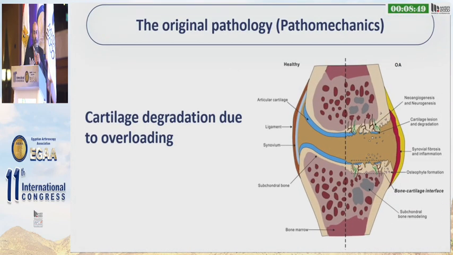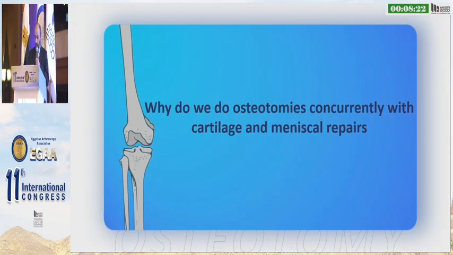Let's be very basic. What kind of pathology do we have here? We have some kind of cartilage wear and degeneration. Why is this happening? Because there is some kind of overloading over this cartilage. The original function of cartilage is to absorb loading, and this is more than its capability to tolerate. That's why it is desiccating, degenerating, and getting worn. Otherwise, why do we do osteotomies concurrently with cartilage and meniscal repairs? To give these overloaded compartments and these repaired structures the chance to heal.